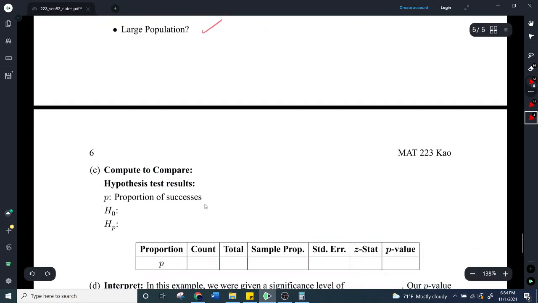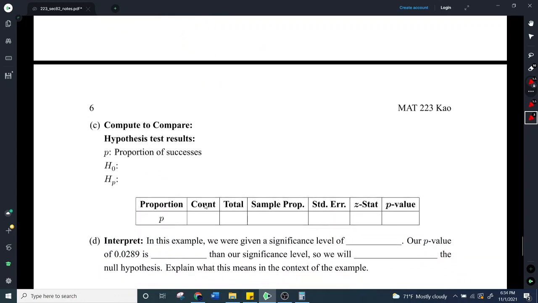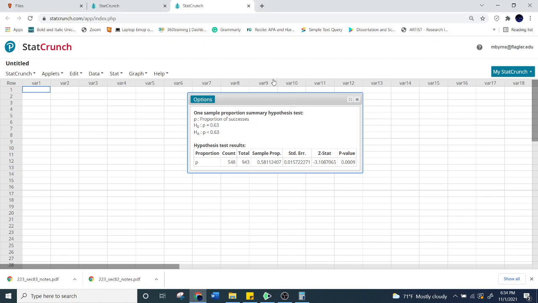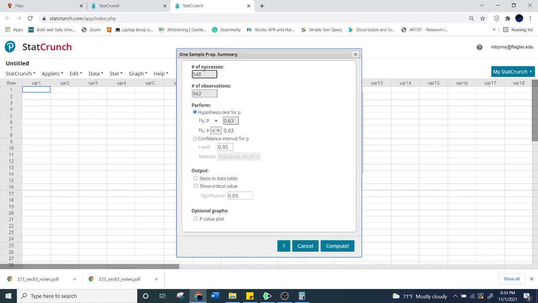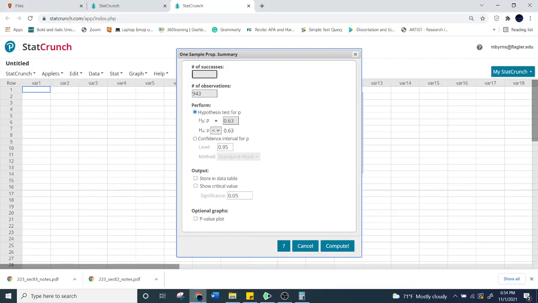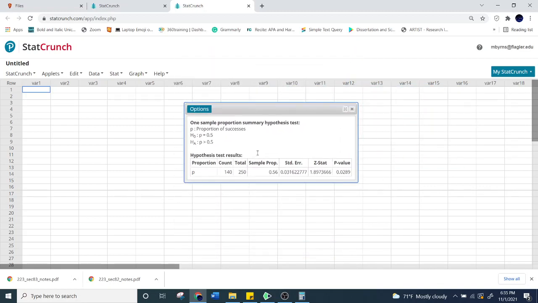All right, let's compute to compare. Let's go to StatCrunch and put this data into StatCrunch directly. So let me pull up StatCrunch again, and I'm going to go to Options, Edit, and I can just change my information. They told us that we had 250 people that we selected, and 140 favored increased funding. So 140 out of 250. I'm going to change my hypotheses to P equals 50% for the null hypothesis and that P is greater than 50% for the alternative. We're going to click on compute, and here's the information I need.